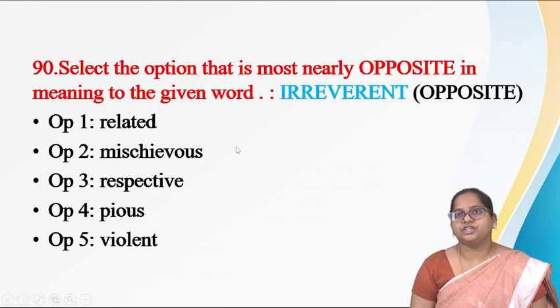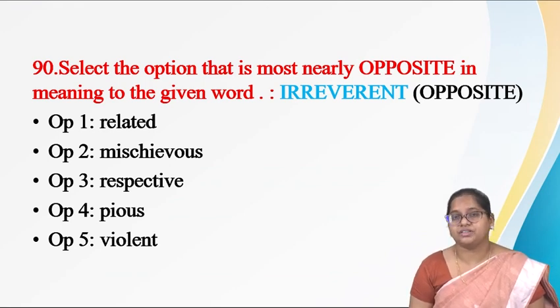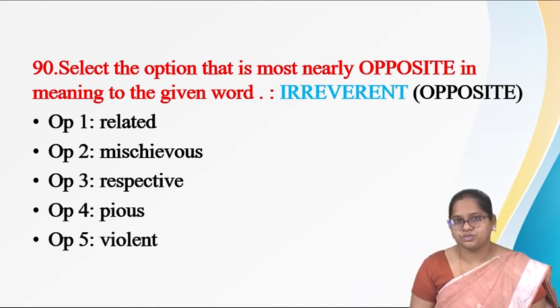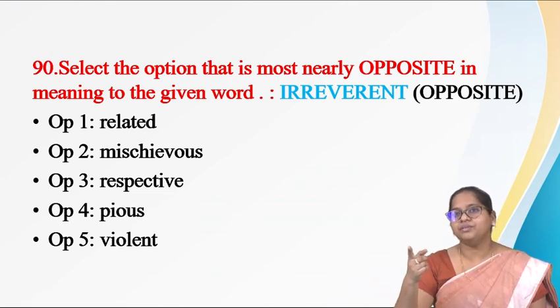Next question. Select the option that is most nearly opposite in meaning to the given word. Irreverent. Option 1, related to. Option 2, mischievousness, silly thing. Option 3, respective, respecting. Option 4, pious, holy. Option 5, violent. Here, reverence means respecting someone, and irreverent means not respecting.